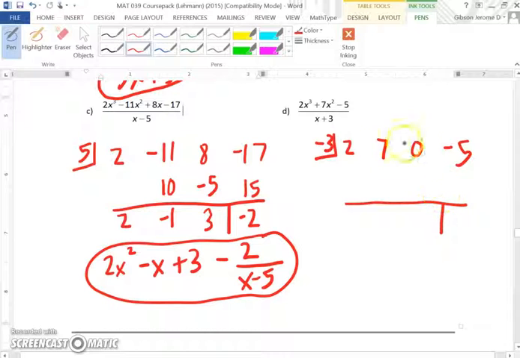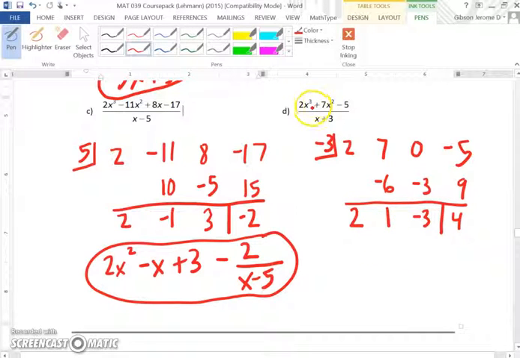So now, we would do this. We would bring down the first value, which is 2. Negative 3 times 2 is a negative 6. 7 minus 6 is 1. Negative 3 times 1 is a negative 3. 0 minus 3 is negative 3. Negative 3 times negative 3 is positive 9. Negative 5 plus 9 will give us positive 4.